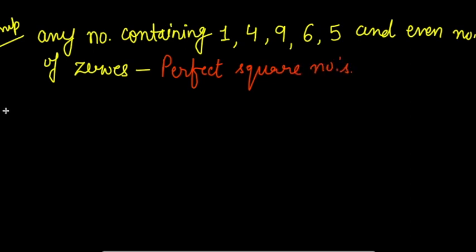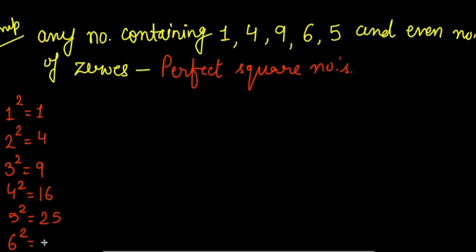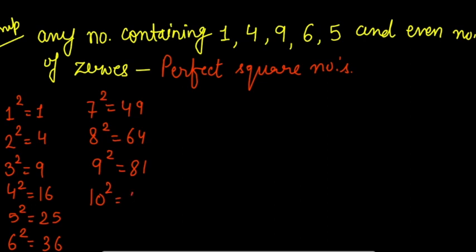If you see, on the last screen, the square of 1 was 1, 2 square was 4, 3 square was 9, 4 square was 16, 5 square was 25, 6 square was 36, if I go ahead, 7 square was 49, and 8 square was 64, 9 square is 81, and 10 square is 100.